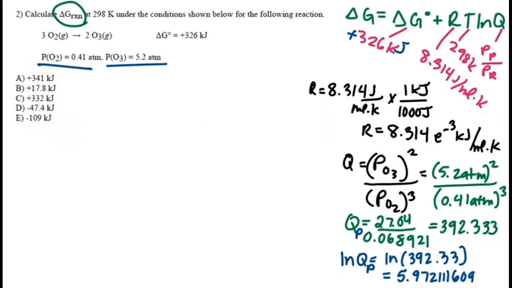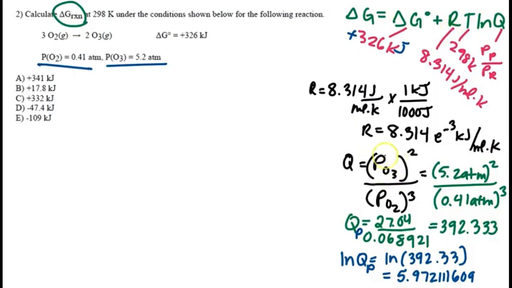So instead of converting my delta G to joules, I'm going to take my R value, the universal gas constant, and convert that to kilojoules. So I take 8.314 and divide it by 1,000. When I do that, I get 8.314 times 10 to the negative 3 kilojoules per mole Kelvin. Now I can go ahead and use this universal gas constant value in this expression.